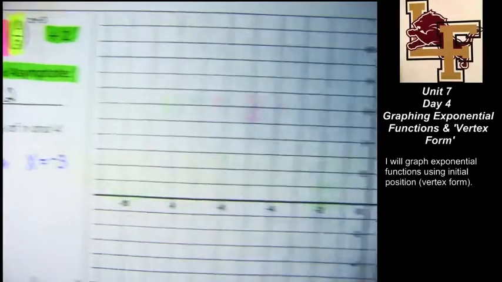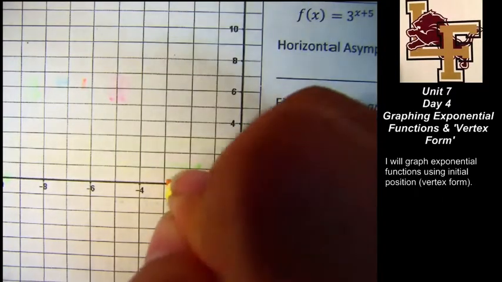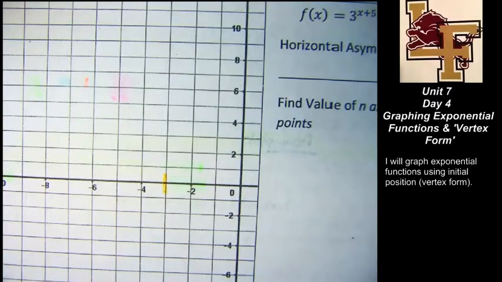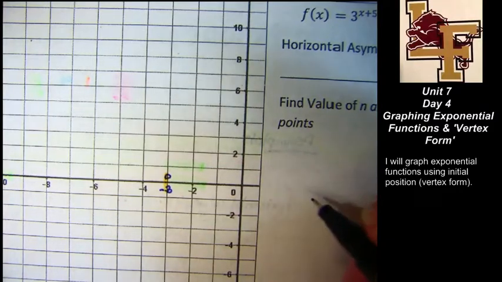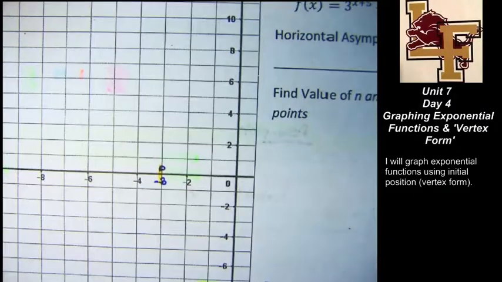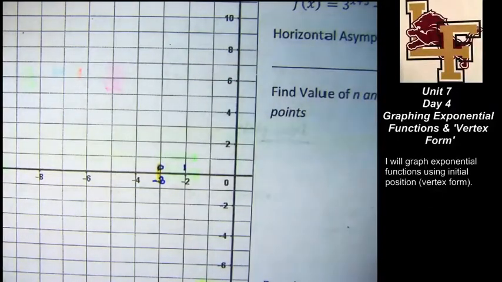If I look at -3, I come over to my graph. Here's my -3 right here. That's an exponent of 0. If I move 1 to the right, I'm at x is -2. What exponent would I be at? I went from 0, and I'm moving to the right 1, so the exponent is 1. So when x is -2, my exponent is going to be 1.